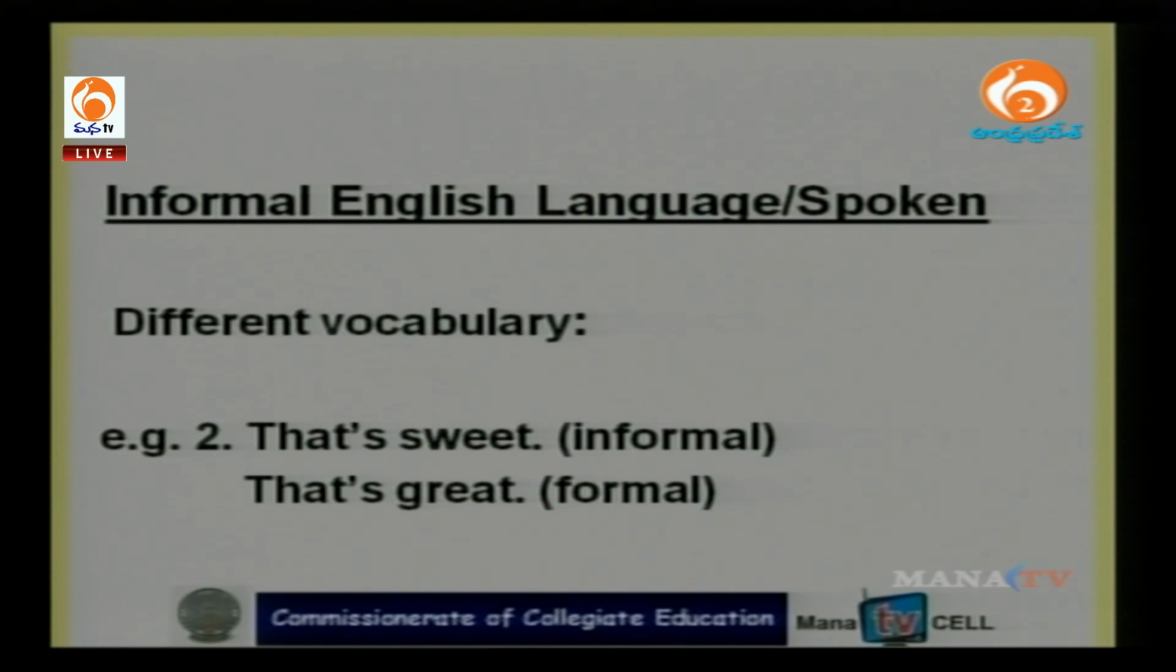Informal language or spoken language, as I have been telling you, uses different vocabulary. Here look at these examples: that is sweet is informal, that is great is formal. Here great is somewhat of an exaggeration, whereas sweet is a common word which anybody can easily understand. So, we find the vocabulary entirely different from formal to informal.